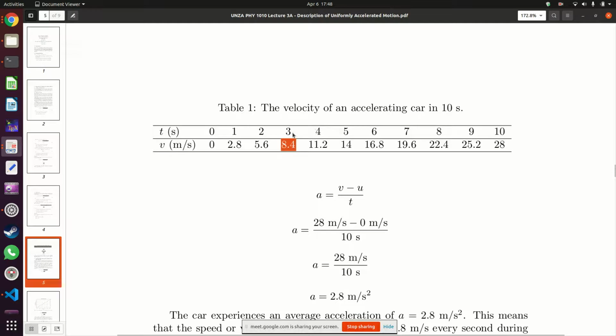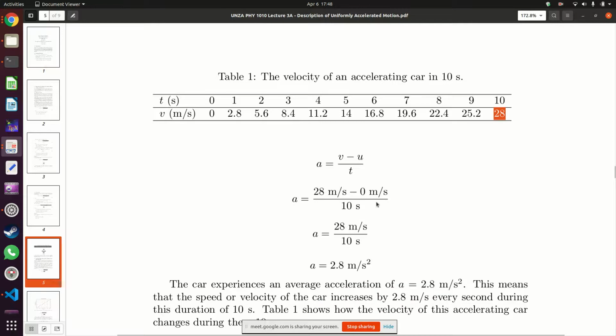At 4 seconds, one more second, it increases again by 2.8 and becomes 11.2. After 5 seconds, it increases by another 2.8 and becomes 14 meters per second. After 6 seconds, it increases by another 2.8 and becomes 16.8. After 7 seconds, it becomes 19.6. After 8 seconds, it becomes 22.4. After 9 seconds, it becomes 25.2. After 10 seconds, it increases by another 2.8 to become 28.